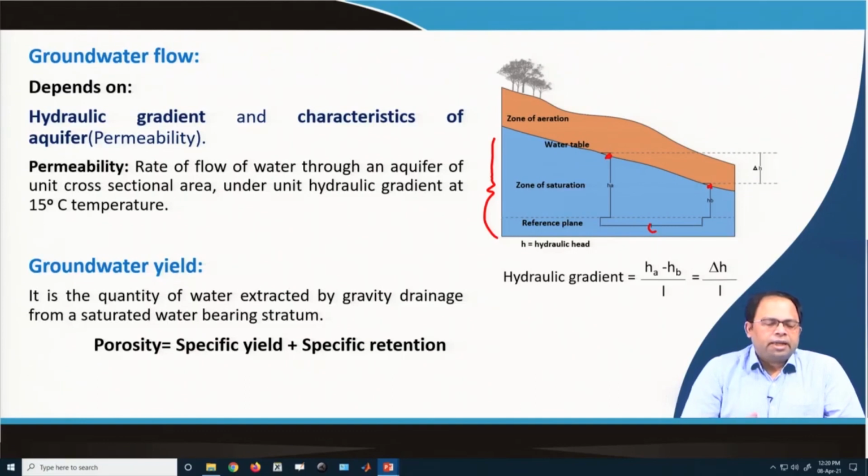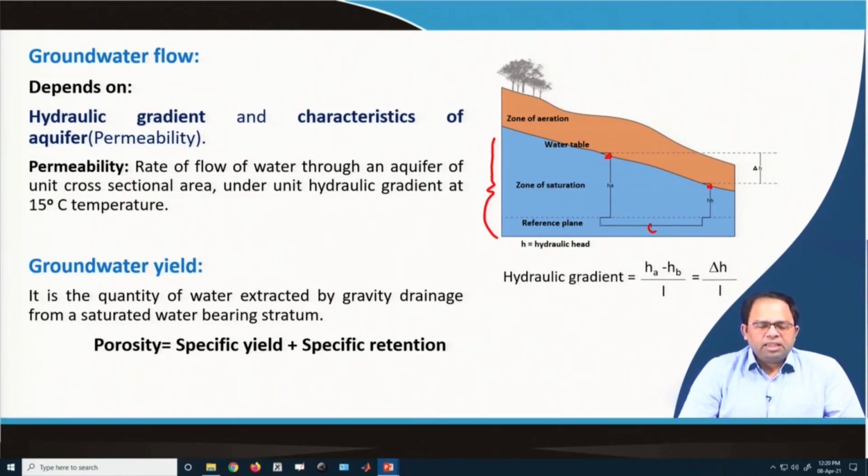So, groundwater flow depends on the hydraulic gradient between these two points, and also the characteristics of the aquifer or of this particular soil, and by characteristics we mean the permeability of the soil. Now, let us go through permeability. If you remember, permeability is the rate of flow of water through an aquifer of unit cross sectional area under unit hydraulic gradient at 15 degree centigrade temperature.